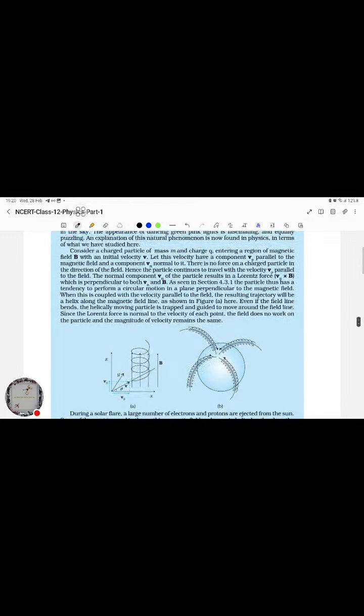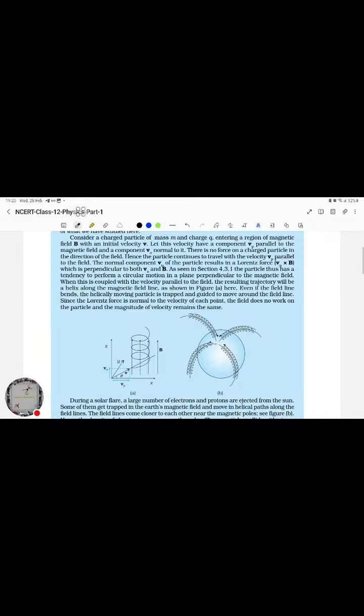Consider a charged particle of mass m and charge q entering a region of magnetic field B with an initial velocity v. Let this velocity have a component Vp parallel to the magnetic field and Vn normal, perpendicular to it. There is no force on a charged particle in the direction of the field. Hence, the particle continues to travel with the velocity Vp parallel to the field itself. The normal component of the velocity will result in a Lorentz force, which is perpendicular to both Vn and B.